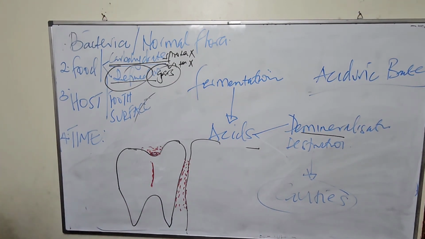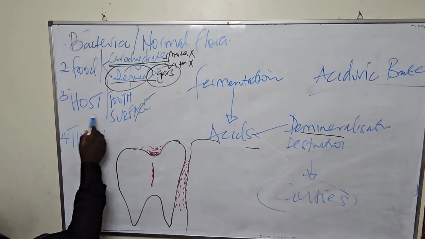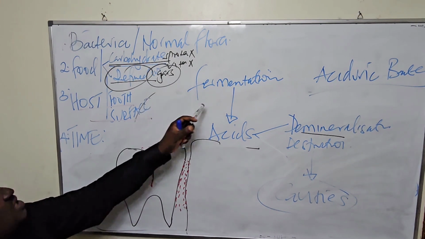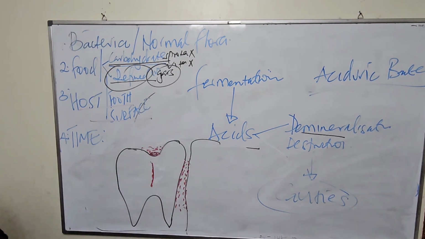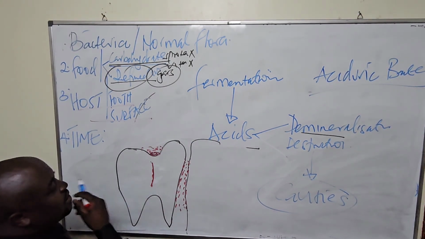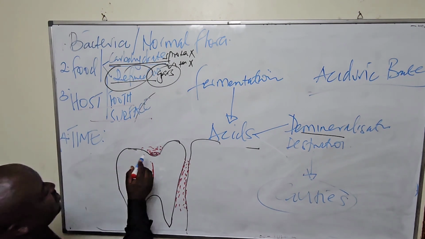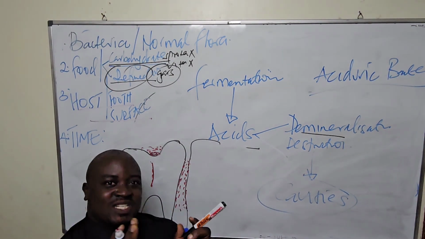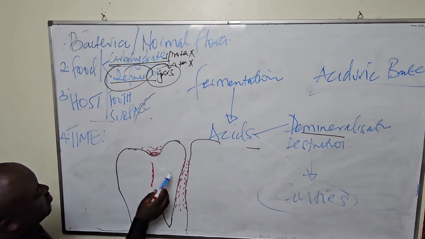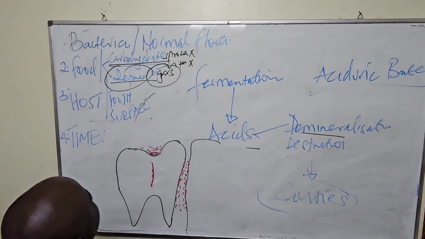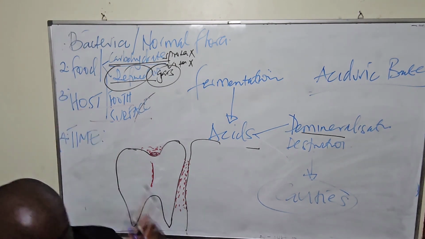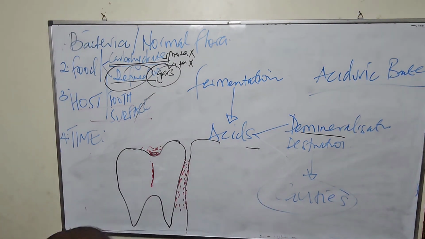In these surfaces, this is what you call what? A tooth surface. There's no way food can be fermented when it is not on a tooth surface. The food which you swallow cannot be fermented by this bacteria. So we also need a tooth surface conducive for retaining food for some time to cause what? Fermentation and acids. That is very important. Then now, we also have another important part.